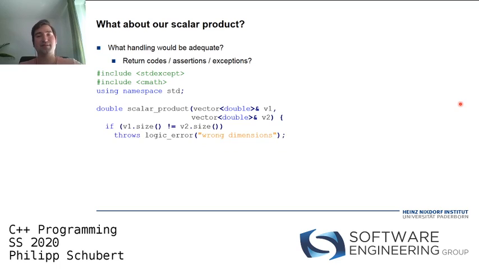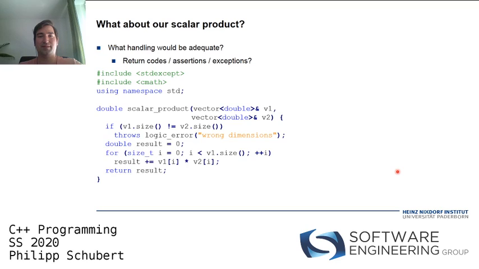Here in our simple case, we could probably use exceptions, and we could throw a logic error if those two vectors are of different dimensions. Otherwise, you just continue with your ordinary computation if everything is fine, and you return the result.